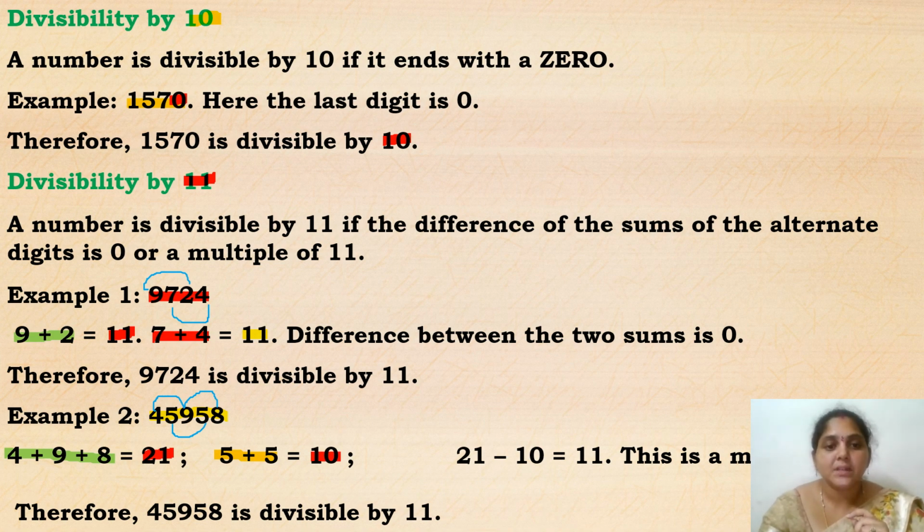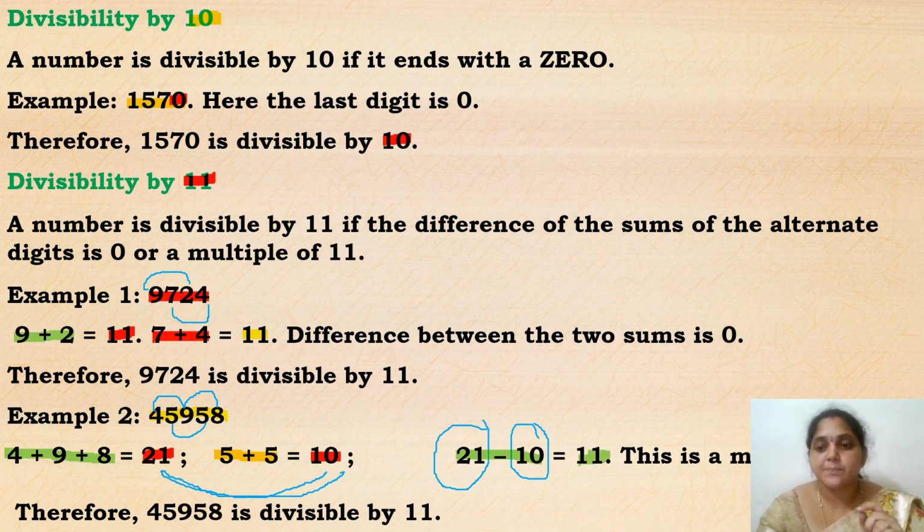Now I have to check the difference between the two numbers. What are the two numbers? 21 and 10. So which is the greater number here? 21. So write 21 first, minus, what is my second number? It is 10. When I check my difference between 21 and 10, I am getting 11. So this is a multiple of 11. So the taken number is divisible by 11. So 45,958 is divisible by 11.